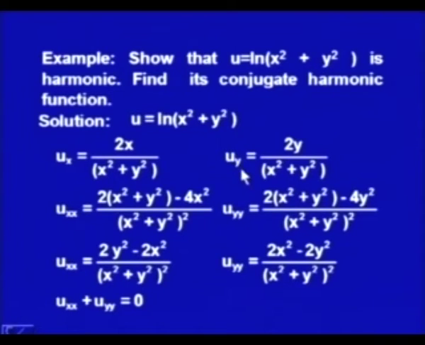That gives me uy as 2y over x square plus y square, and again differentiating partially with respect to y gives me this expression for uyy, and when you add the two, uxx plus uyy, this comes out to be 0. That simply shows that u satisfies the Laplace equation, and that shows the first part, that u is a harmonic function.